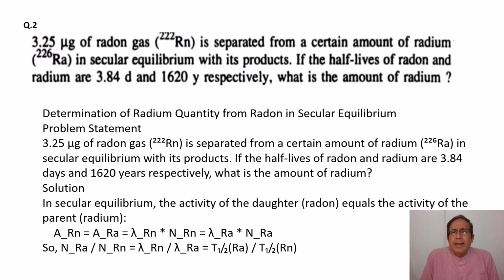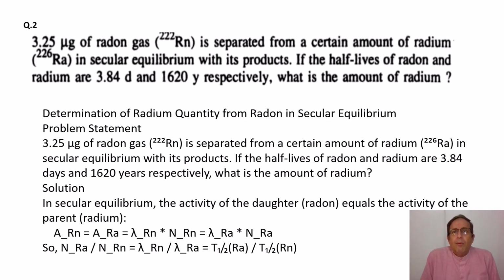The half-lives of radon and radium are given, which are 3.84 days and 1620 years. You can see that the parent, radium, has a very large half-life of 1620 years, and radon has a very short one compared to radium. The half-life of radon is just 3.84 days, much smaller than that of radium. So in that case, a secular equilibrium will be established after a long time.